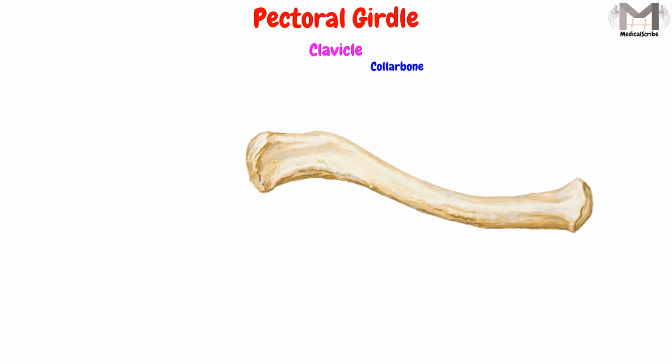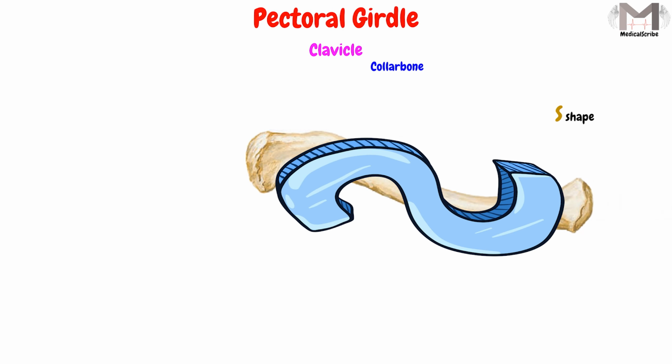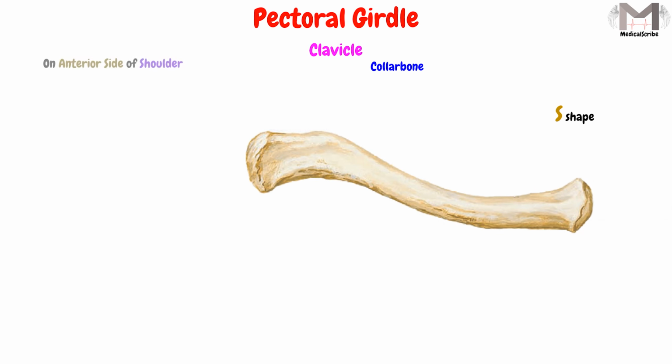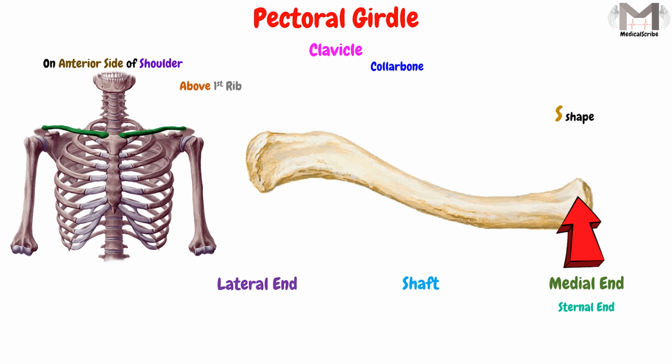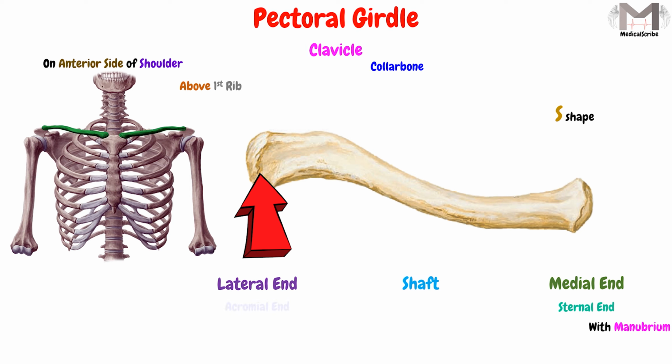Firstly, we have the clavicle, or the collarbone. This bone takes the shape of the letter S, but horizontally, and it's located on the anterior side of the shoulder, just above the first rib. This clavicle can be divided into 3 regions: the medial end, the shaft, and the lateral end. The medial end, called the sternal end, attaches with the manubrium of the sternum, while the lateral end, also called the acromial end, attaches with the acromion of the scapula. So that was all the important details about the clavicle bone.